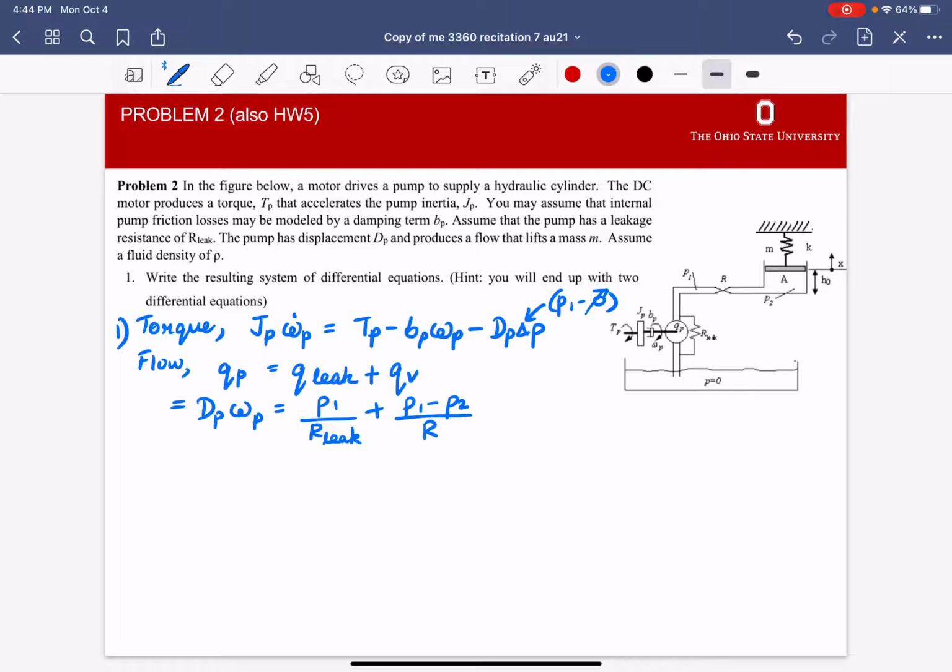Before we move forward, let me start numbering these equations because we're going to have a lot of them for this particular part. So this is equation 2. The one before that I'm calling equation 1. Any questions so far?